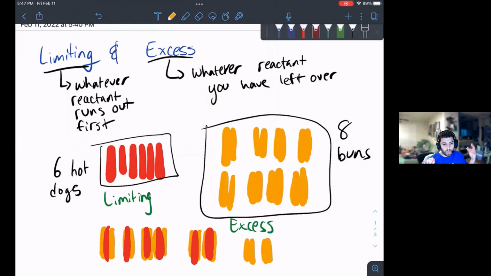So this is kind of how it works in science. When we react two things, it's hard to react them in the perfect ratio, especially when you get down to atoms. What ends up happening is you have some left over. It's very valuable to scientists to be able to predict this and calculate it and be exact. So with that said, that's limiting and excess, and I'll show you how to do it in just a moment.